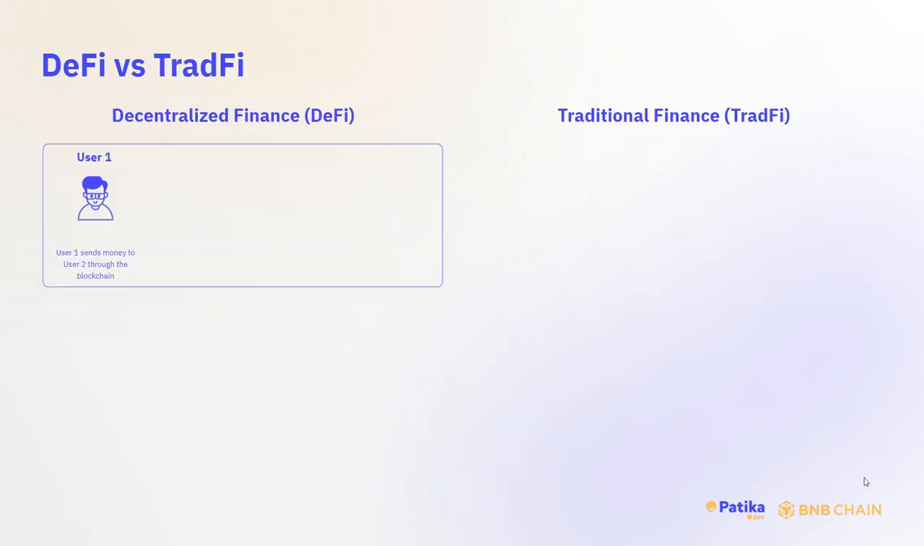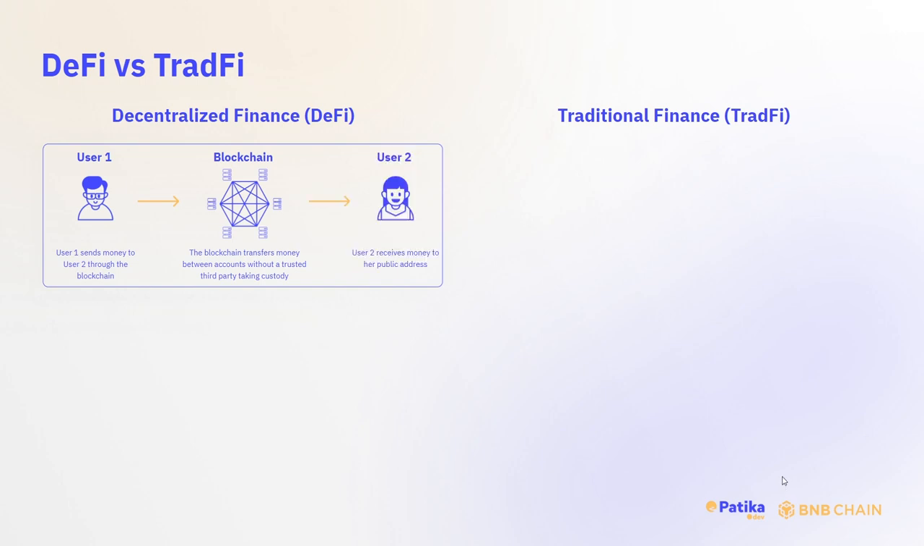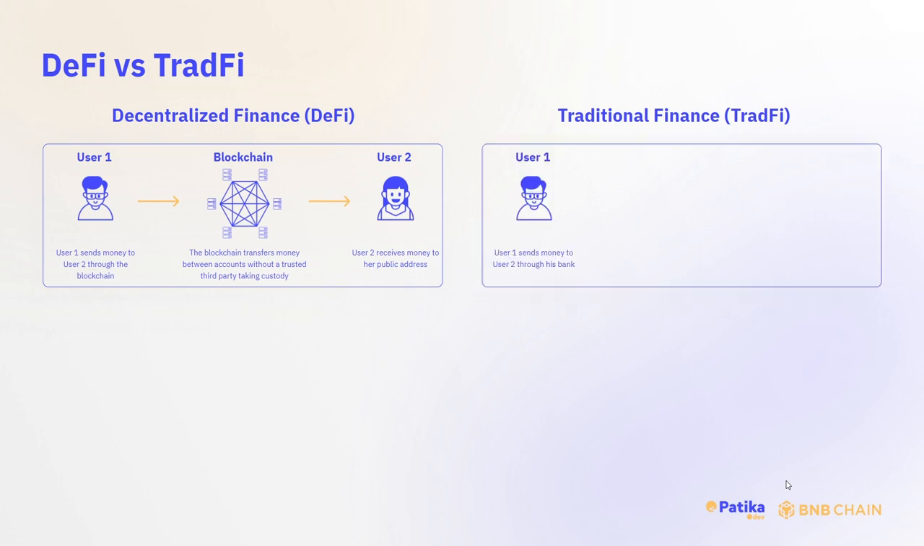In a decentralized finance system, for example, a user wants to send money through the blockchain. In this regard, the blockchain transfers money between accounts without a trusted third party taking custody, for example, like banks. And the other user receives money to their public address. In a traditional database, on the other hand, when someone wants to send money through their bank, the bank takes the full custody of the funds and transfers money between them, and the other peer can receive the money in their own bank.